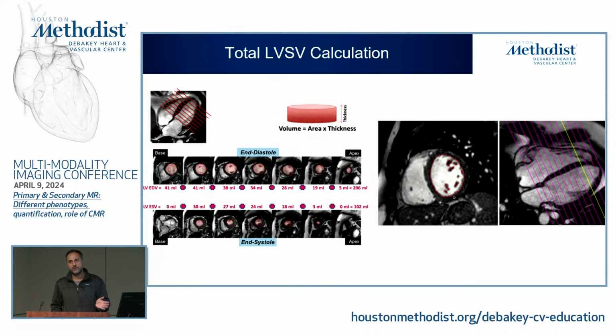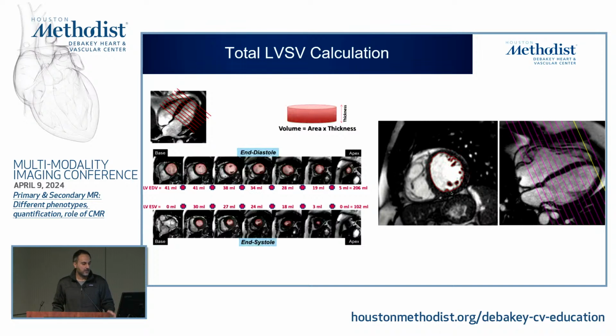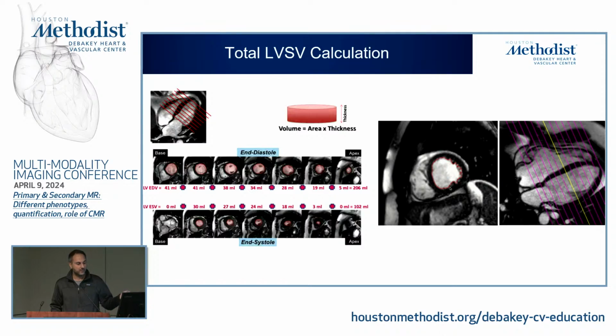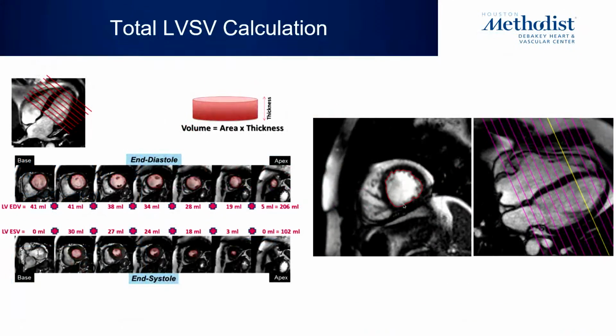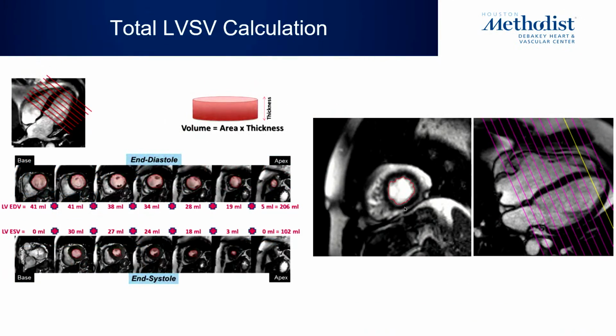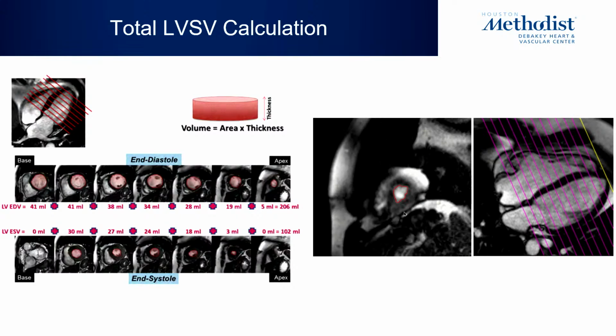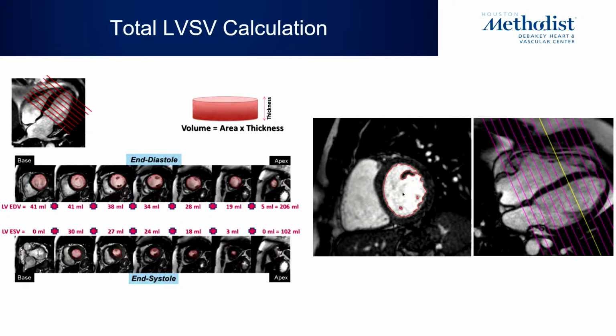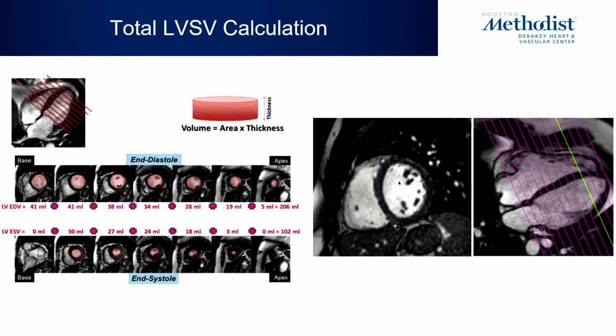So on echo, we use the modified Simpson. On MRI, we use the Simpson. So we slice essentially on discs the ventricle from top to bottom, and then we trace each one. We know what the slice thickness is, and then we multiply the slice thickness by the area. We get the volume for each slice. We add them together in end diastole and systole. We subtract. We get the total stroke volume.